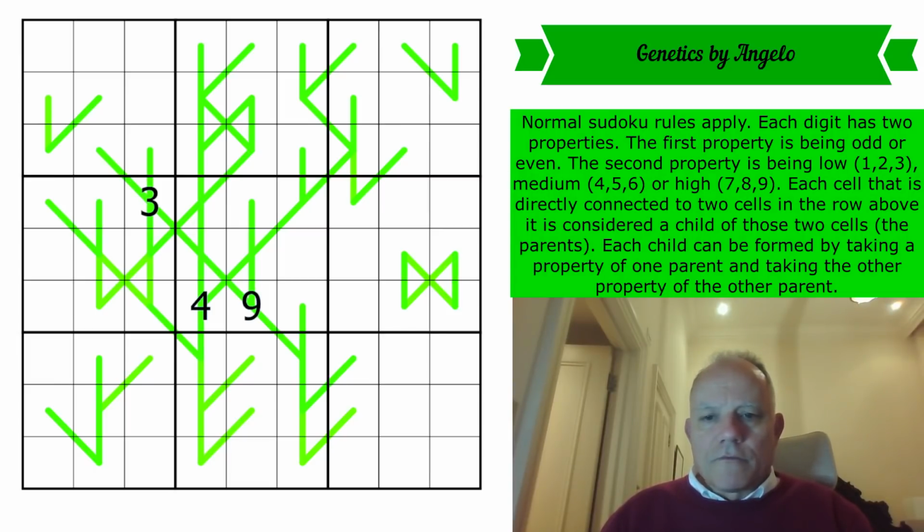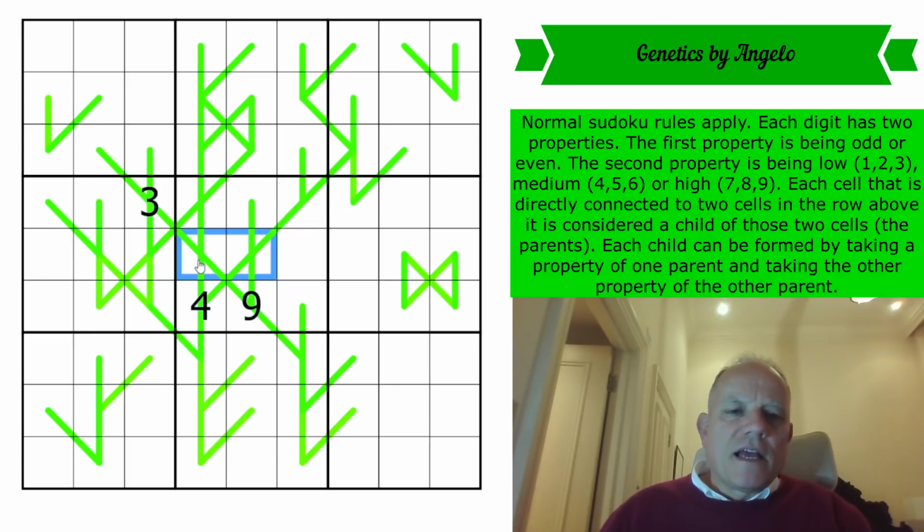Now, I'm going to just restart my clock so I know what time I'm going along at, and let's get cracking. So, let's start with this 4, 9, which are both children of these 2 cells. So, we need a high digit and an even digit here.